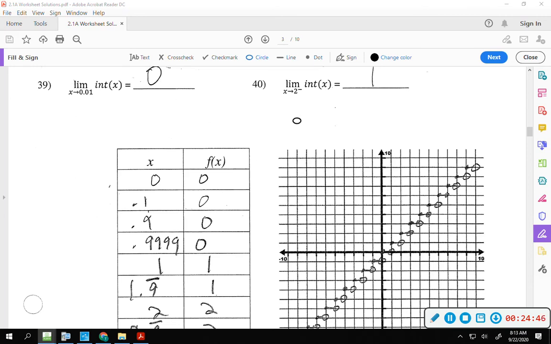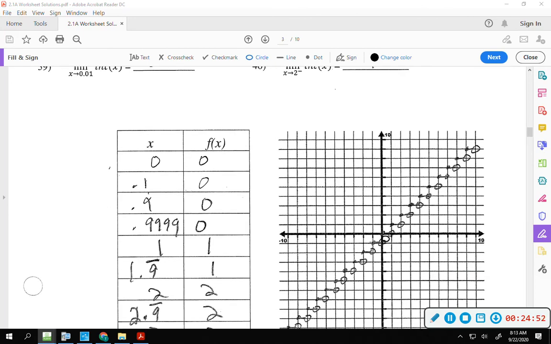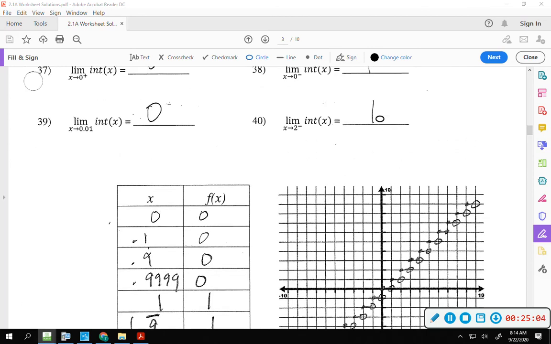What is the limit as x approaches 2 from the left? Okay? So x is like 1.5. Here it is. I'm getting out a value of 1. As I approach 2 from the left, the y value is getting closer and closer and closer to 1.